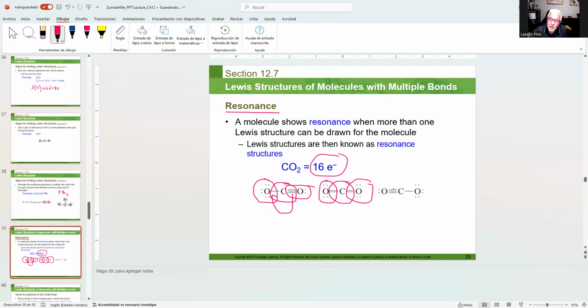Or you can have the other way. Look, octet rule, and octet rule. Then these 3 configurations are in resonance. What does it mean? That the structure is going from one to another and returns, then they have the same possibility to be in real life. They are in resonance.